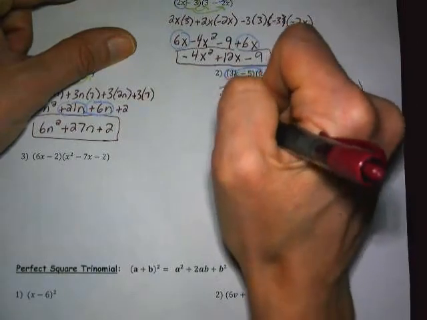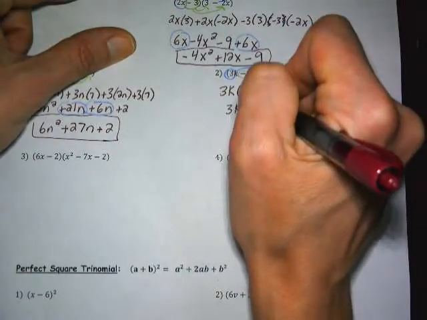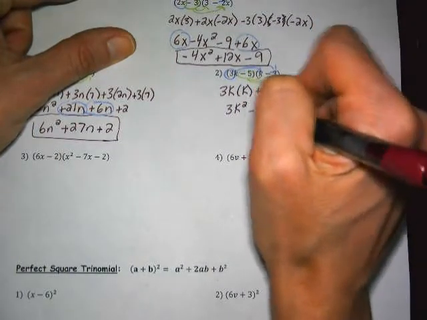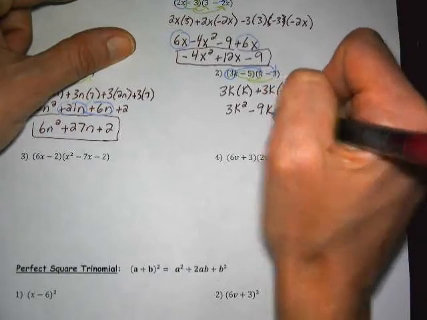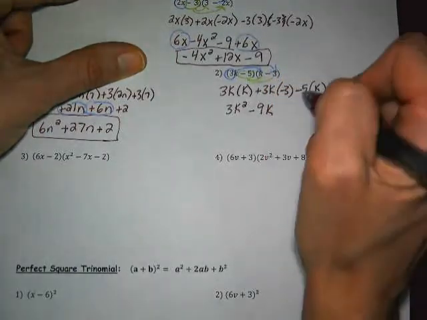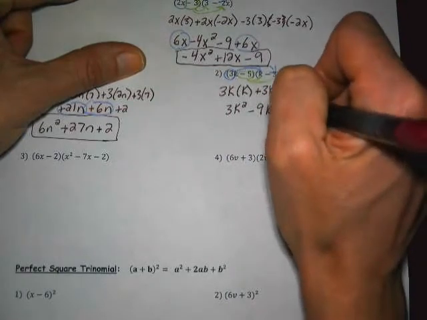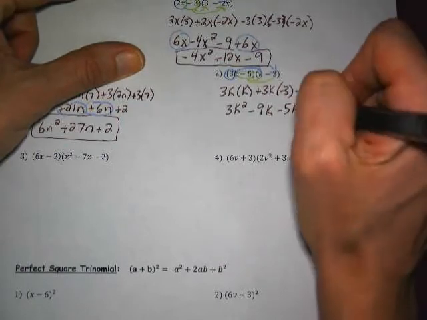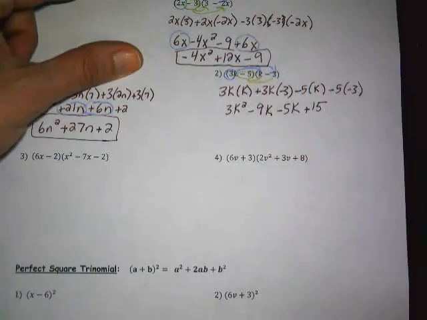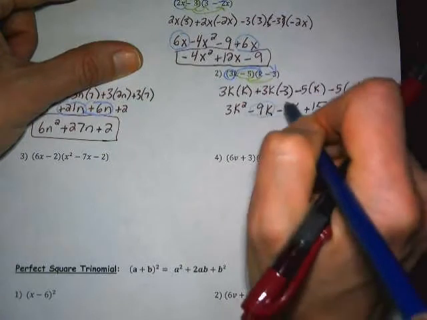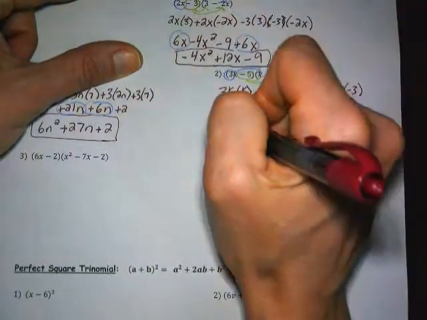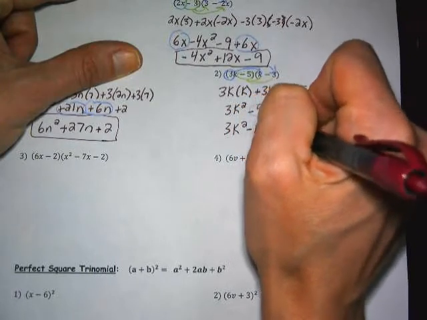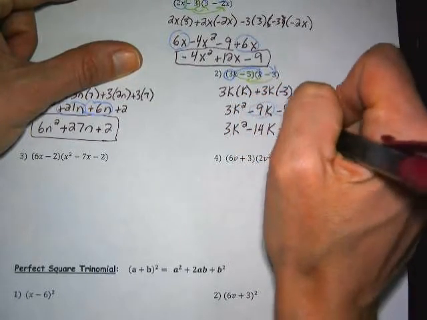3 times 1 is 3. k 1 plus 1 is k squared. 3 times negative 3 is negative 9. I only have that one k term. Negative 5 times 1 is just negative 5 and just single k. And then negative 5 times negative 3 is plus 15. Last step, we need to combine our 2 k terms. 3k squared minus 14k plus 15.